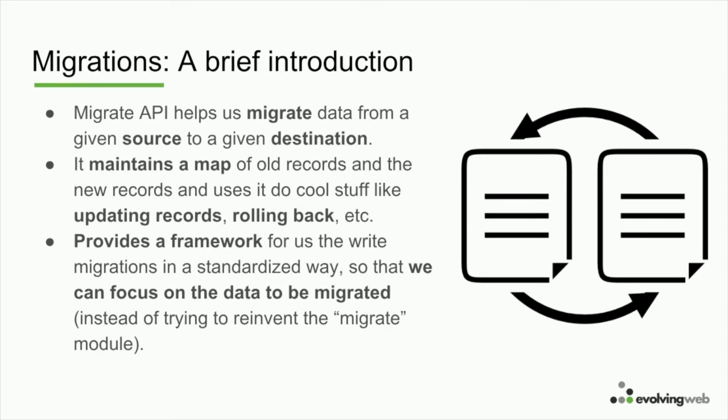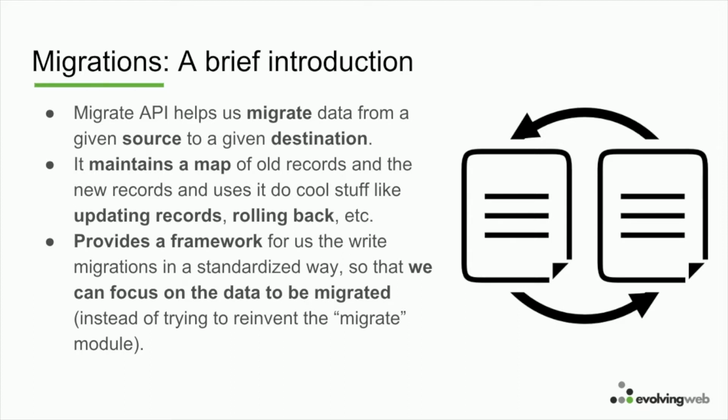You can do a lot of things, like Migrate maintains a map of old records with the new records. So the CSV file has a particular row which will map to a Drupal content. And if the row disappears from the CSV, you can write some code to get rid of the node in your Drupal, which is not out of the box, but you have to write custom code to achieve.